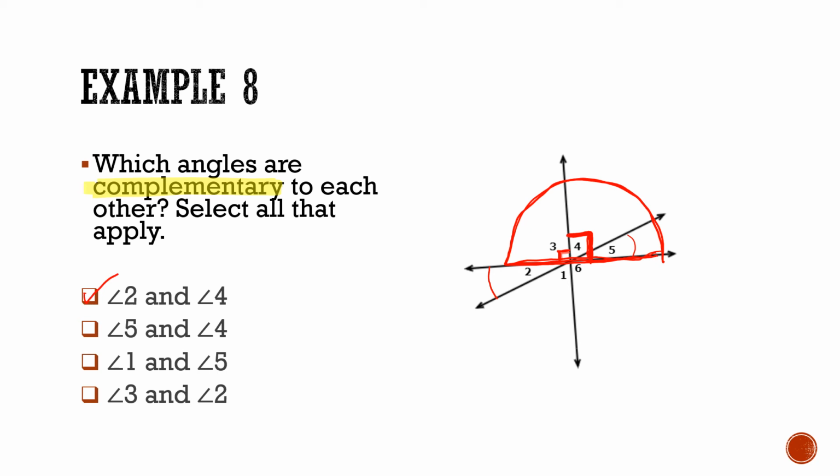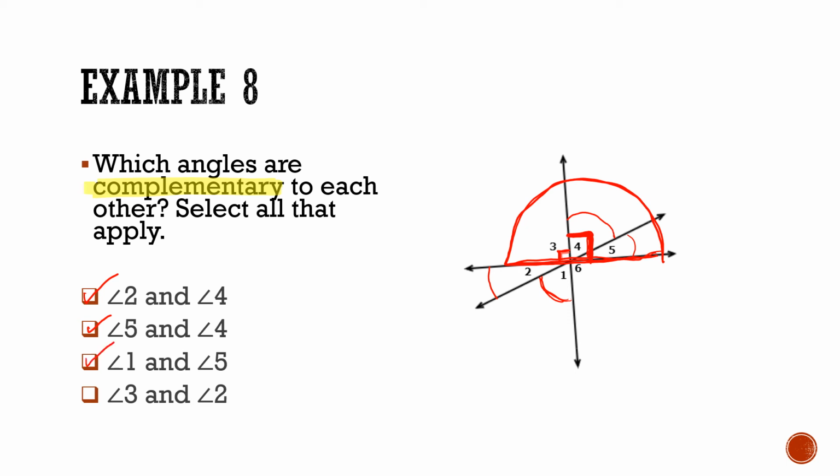Okay, angle 5 and 4. We just said those two definitely go together here because they're completing that straight line. So that one would be a complementary angle. Angle 1 and 5. Okay, 1 and 4 are also vertical angles. That means they have the same measure. So if 4 and 5 go together to give you 90 degrees, then 1 and 5 would also go together to give you 90 degrees.